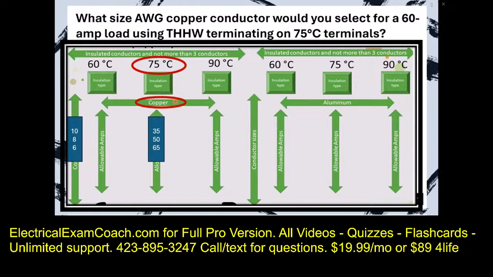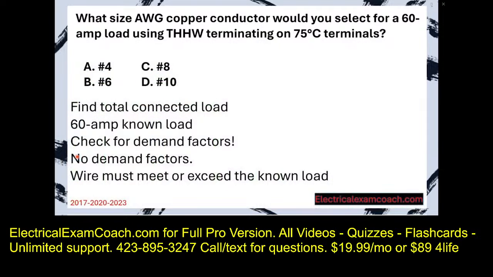What type of metal? Copper. What are my terminal ratings? They are 75 degrees C. What is my known load? 60. I'm going to start down the 75 degree C column until I find a wire that covers the known load, and then I'm going to use a straight edge to come over and select my size wire. And in this case, you would put it on a 6 gauge wire. We go back and we select B. Great job.